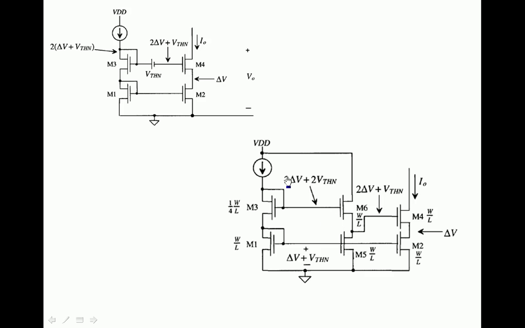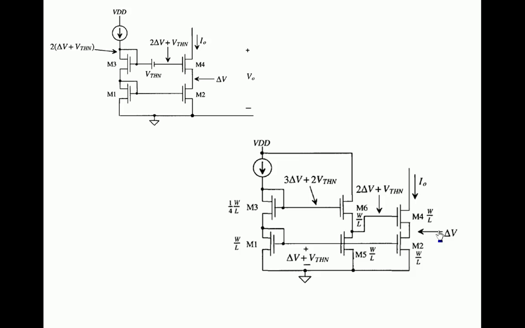So 1 delta V is reduced from this one, and 1 VT will be reduced from this, so that it becomes 2 delta V plus VT. That will be given to the gate of M4. So the drain of M4 will be 1 threshold lesser than the gate voltage, so that this voltage is at 2 delta V. And here you will get 1 delta V. This one is 1 delta V. So V0 minimum is nothing but 2 times delta V you will get.